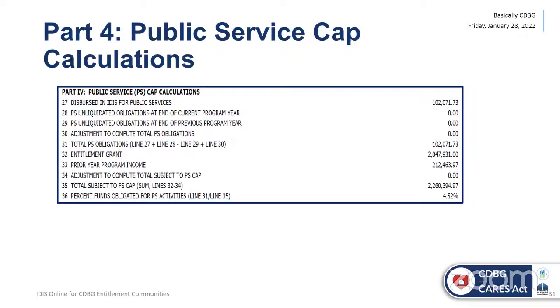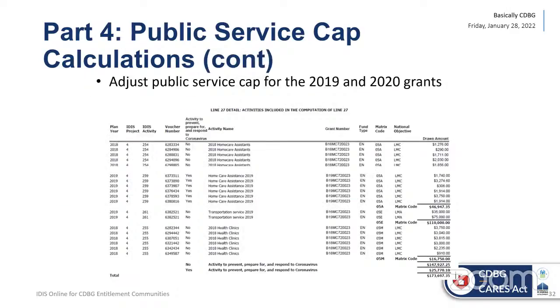Most of the field offices are letting grantees know that they want you to enter that adjustment so that they can clearly see that you met the 15%, or didn't exceed the 15% cap, as long as you weren't using funds for coronavirus. So again, this is that detail that you'll see on the line 27 detail.